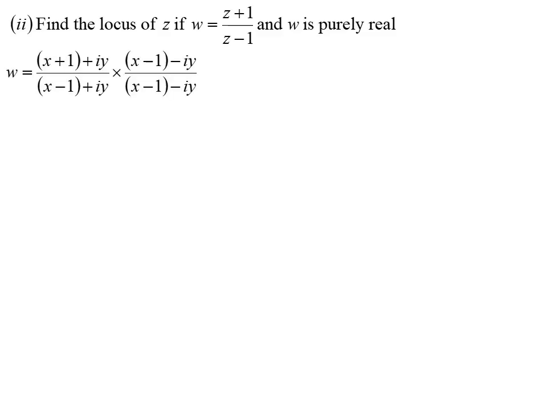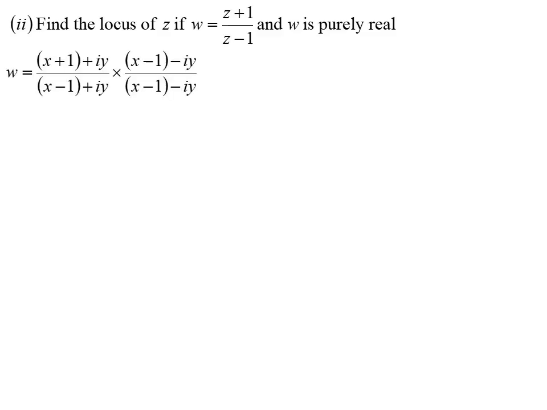Let's try this one then. Find the locus of z if there's the function we're substituting into, w is equal to (z plus 1) on (z minus 1). This time they've put the condition on the output, so all the answers we get are going to be purely real numbers. Well, I don't need to reorganise it. It's already got w the subject. I could do it algebraically.